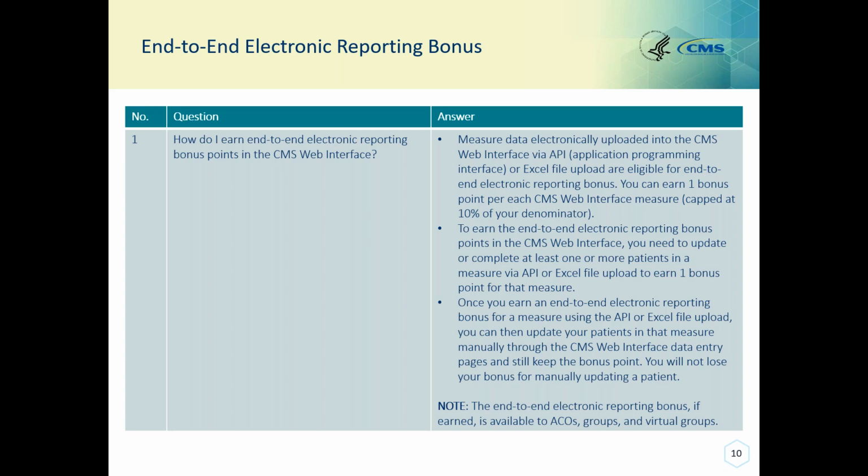To earn the end-to-end electronic reporting bonus points in the CMS Web Interface, you need to update or complete at least 1 or more patients in a measure via API or Excel file upload to earn 1 bonus point for that measure. Once you earn an end-to-end electronic reporting bonus for a measure using the API or Excel file upload, you can then update your patients in the measure manually through the CMS Web Interface data entry pages and still keep the bonus point. You will not lose your bonus for manually updating a patient. It should be noted that the end-to-end electronic reporting bonus, if earned, is available to ACOs, groups, and virtual groups reporting via the CMS Web Interface.